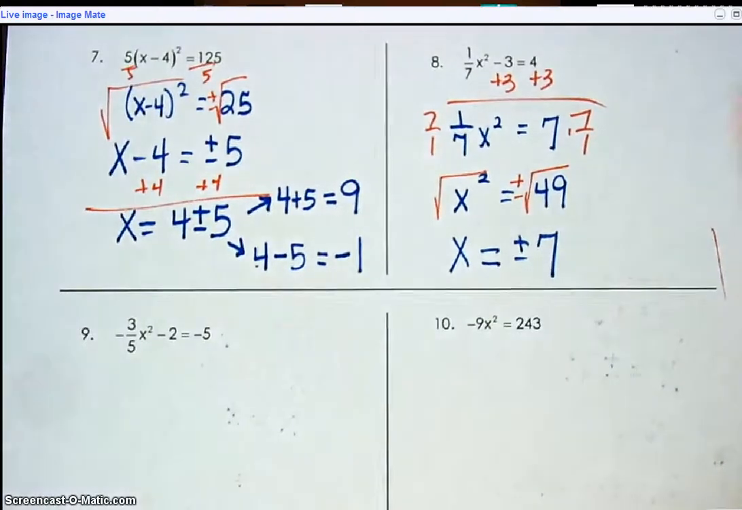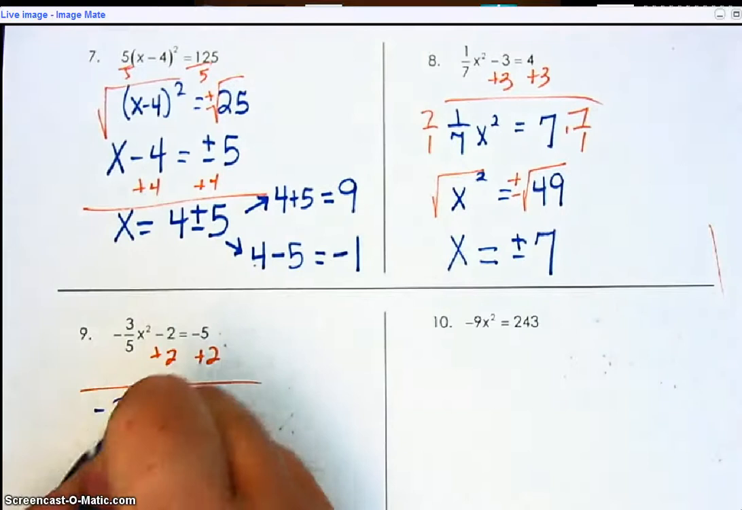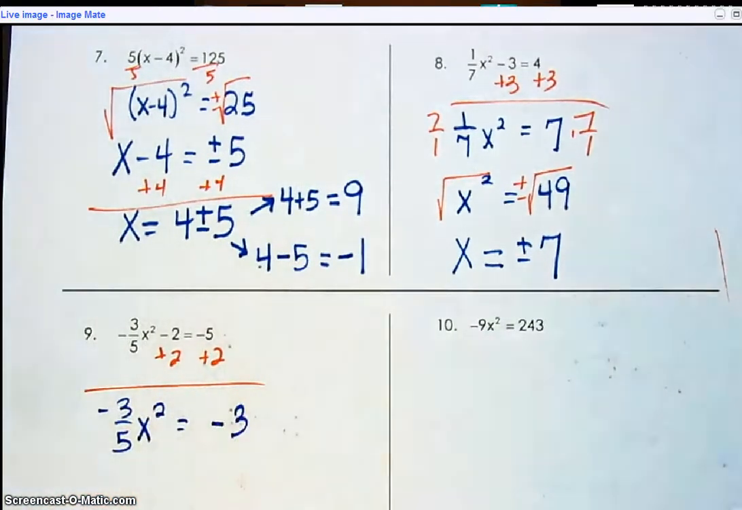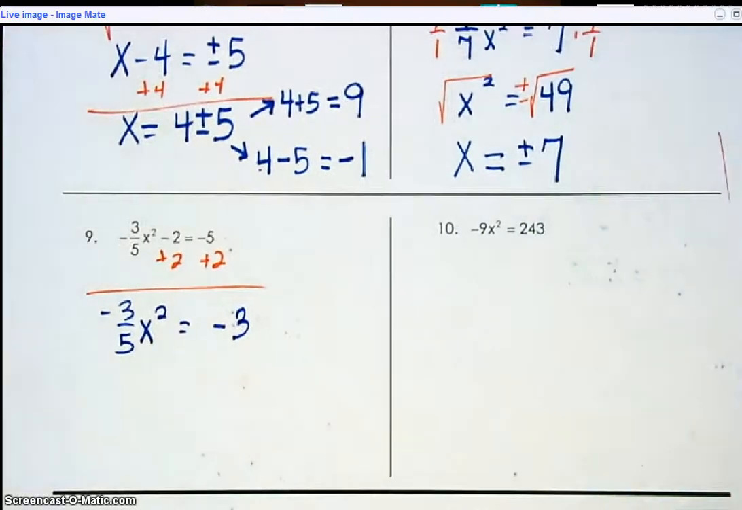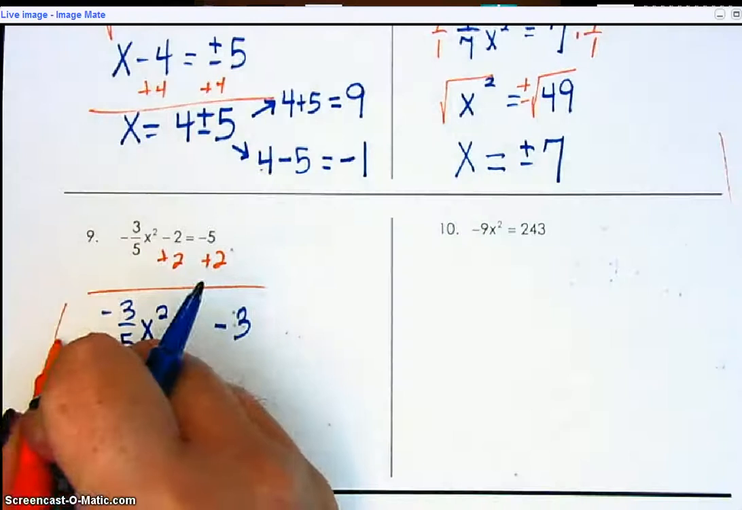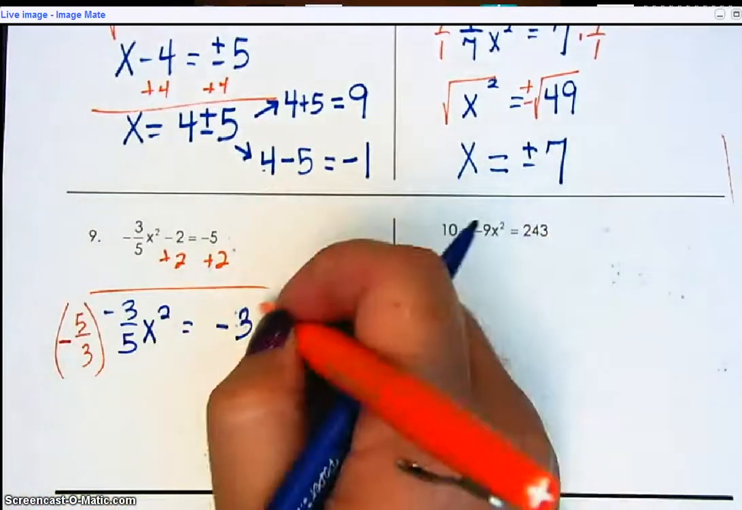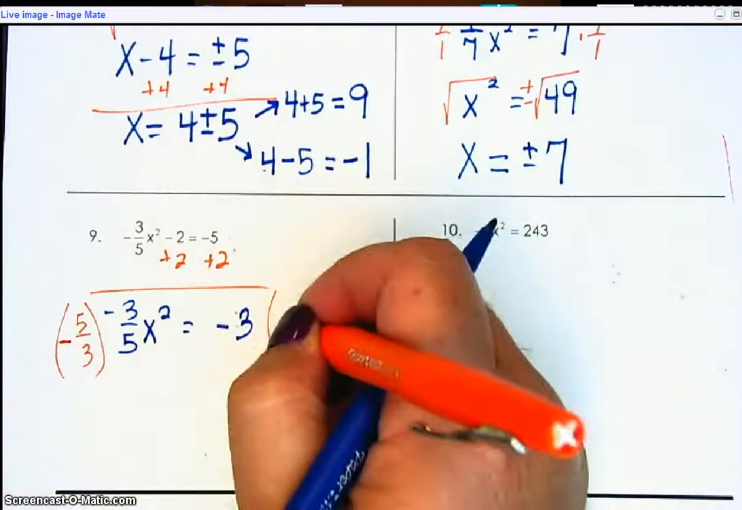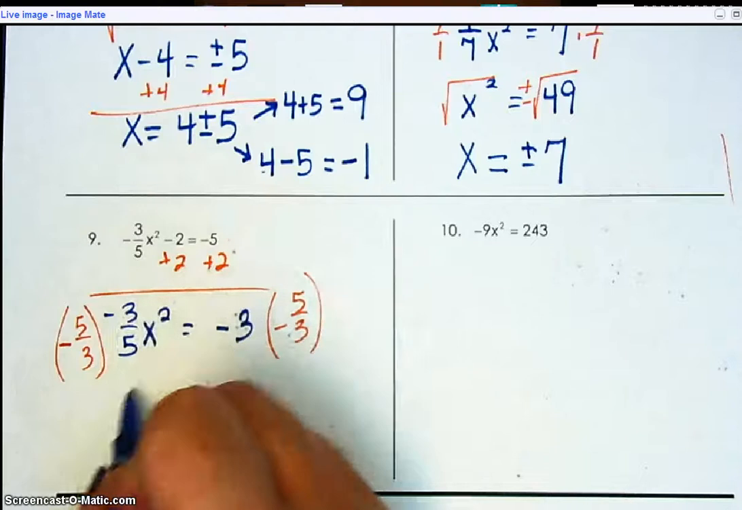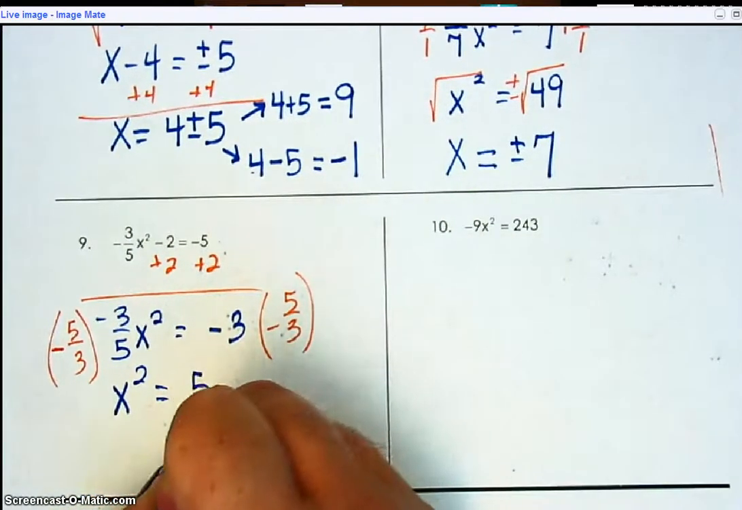Problem number 9, we're going to get rid of that minus 2. -3/5 x squared is equal to -3. We're going to get rid of this fraction and get rid of the negative sign at the same time. So we're going to multiply by the reciprocal and multiply by a negative. If we didn't multiply by the negative, your squared term would still be negative, and you can't have a negative squared term. So I get a positive squared term is equal to, those cancel, leaving you with 5.